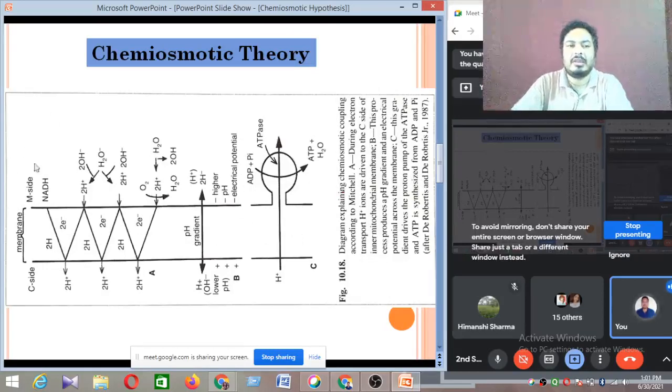Now see, in the membrane different complexes are there. Through these complexes, electron molecules are liberated and transported. You can see these are 2 electrons. They are transported from complex number 1 to complex number 2, again from complex number 2 to complex number 3, then complex number 3 to complex number 4. These electron molecules are passing.